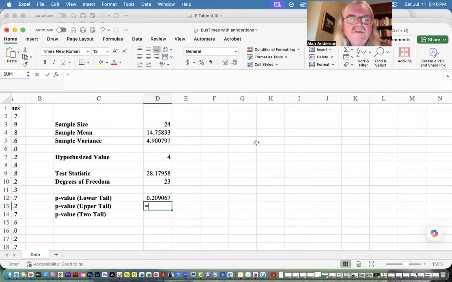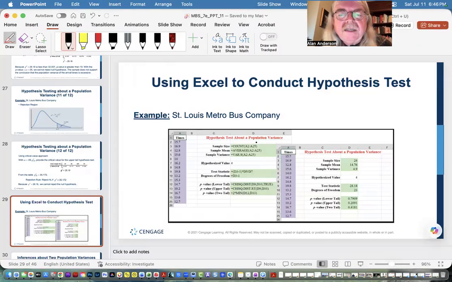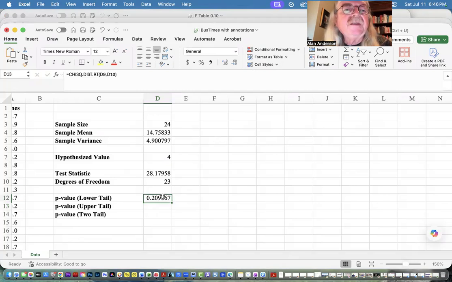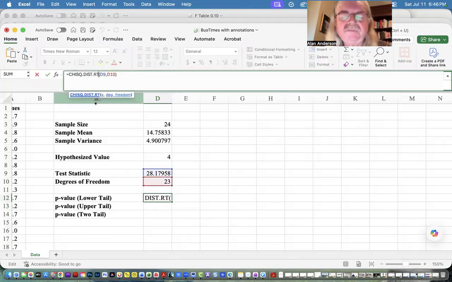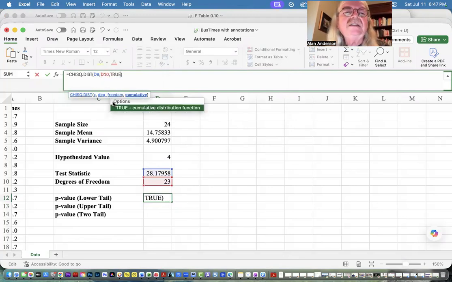And for the upper, X again. This time the X is D9. Oh, no, it's D9 indeed. Oh, now I understand what happened. This one is not right tail, but this one is. Oh, but right tail. Okay, that's that. Now I know what's going on.